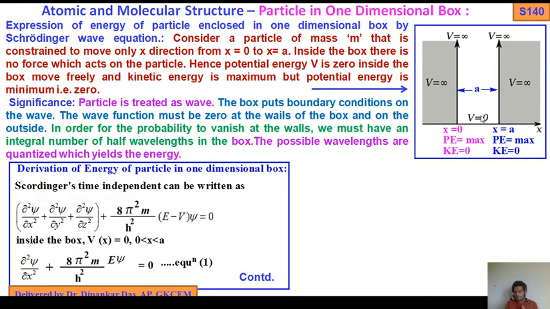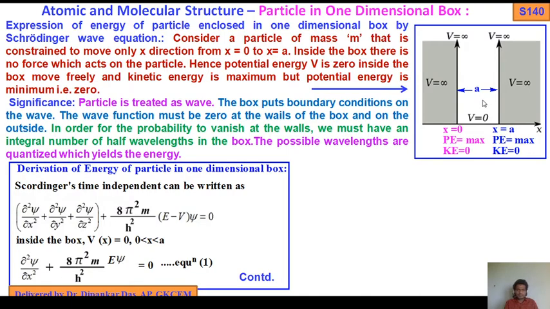That's why I have written V equals 0. Here V inside this is the whole side, V equals infinity. So again I tell you, consider a particle of mass m that is constrained to move only in the x direction from x equals 0 to x equals a. Inside the box there is no force which acts on the particle. Hence potential energy V is 0. That's why V equals 0.